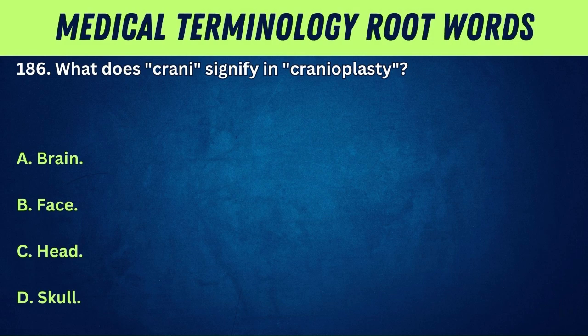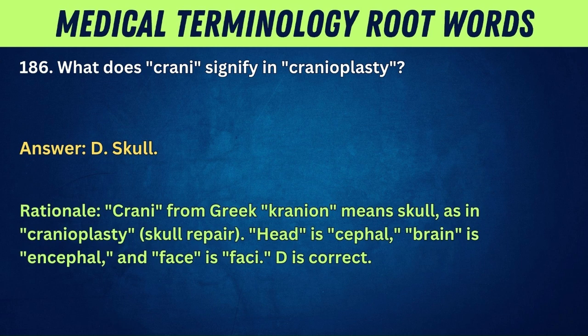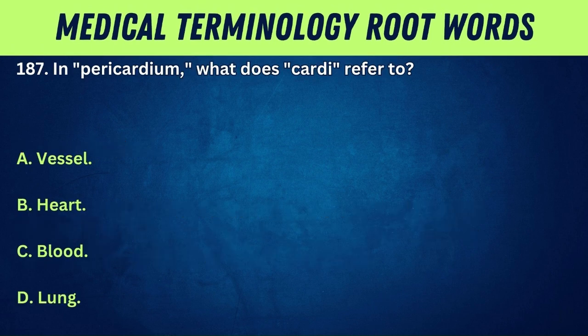186. What does crani signify in cranioplasty? A. Brain. B. Face. C. Head. D. Skull. Answer: D. Skull. Rationale: crani from Greek cranion means skull, as in cranioplasty, skull repair. Head is cephal, brain is encephal, and face is faci. D is correct.